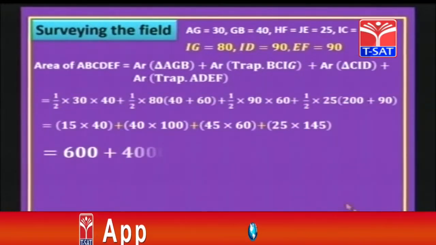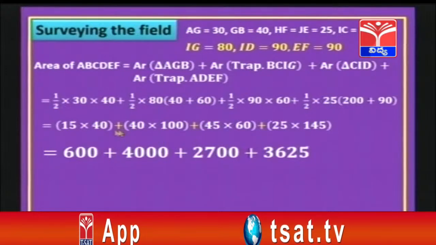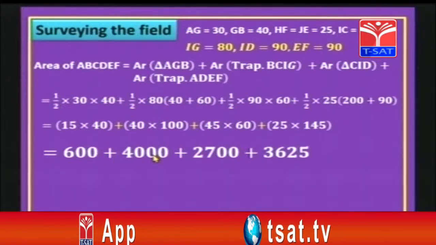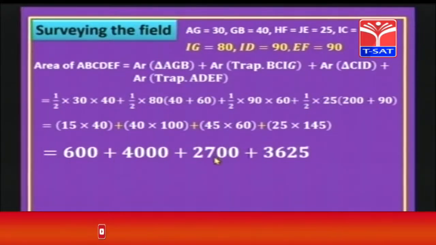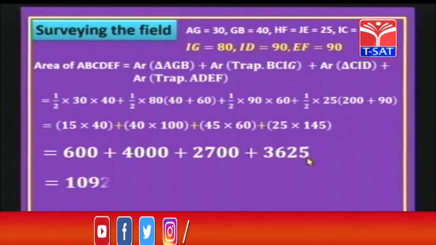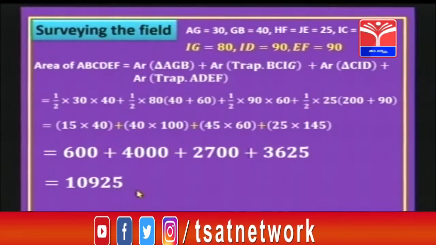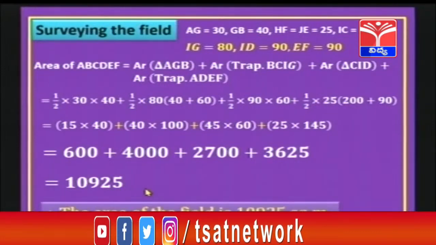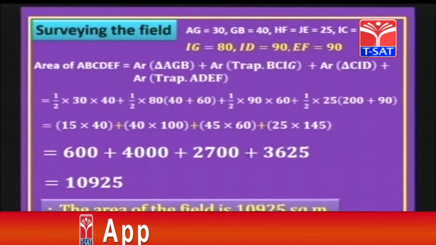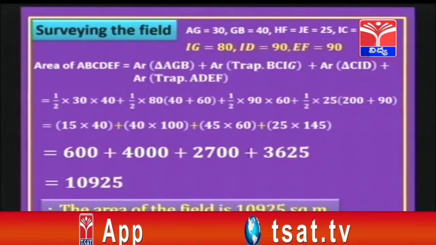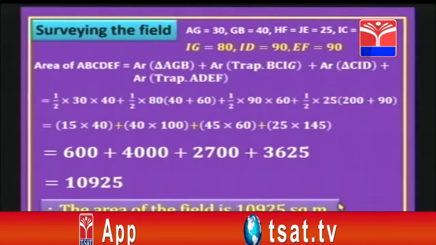Now let us multiply all these, children. So multiplying, we get 600 plus 4000 plus 2700 plus 3625. On adding all these things, you get 10,925. So therefore, the area of the field is 10,925 square meters. I hope you understood how to find the area of an irregular field, children.